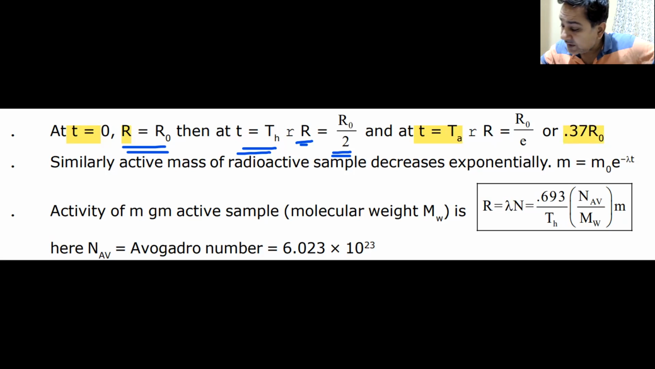Now I can make the same formula. I made the formula for number of nuclei. I made the formula for activity. A similar formula can be made for the total mass of the radioactive substance that is left. M will be equal to m naught e to the power minus lambda t. Do we understand this formula?